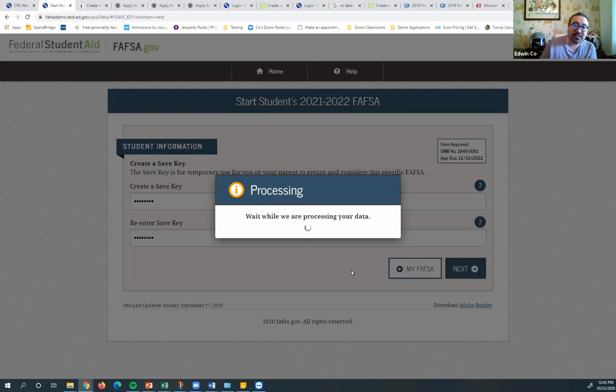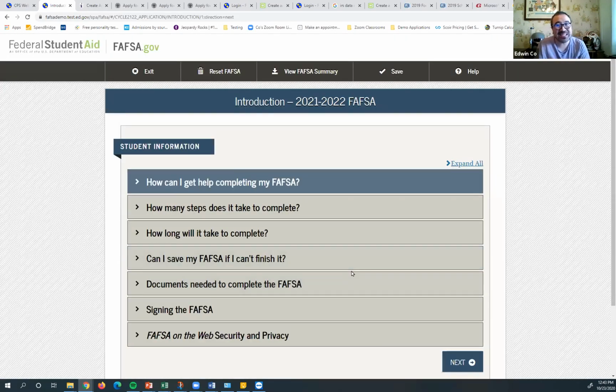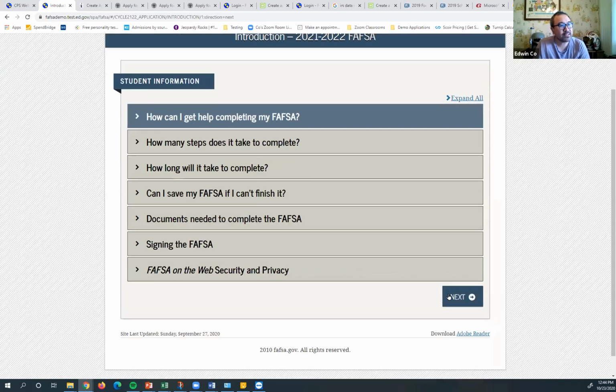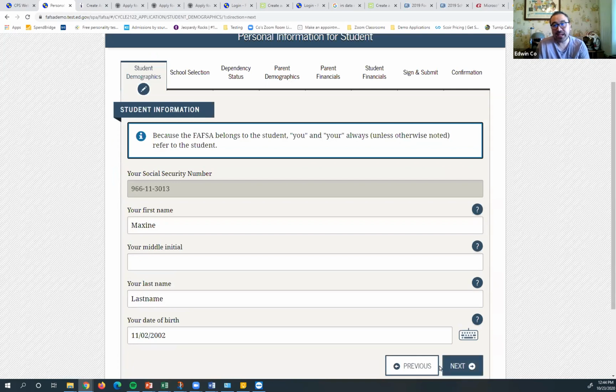After you submit your application at the end, you can always go back and make as many revisions as you need to. Every time you make a revision, you just make sure that you go to the very end and submit it again. Otherwise, the changes won't be uploaded to the server. We're going to hit next. Every time you hit next on each screen, it will save that page.